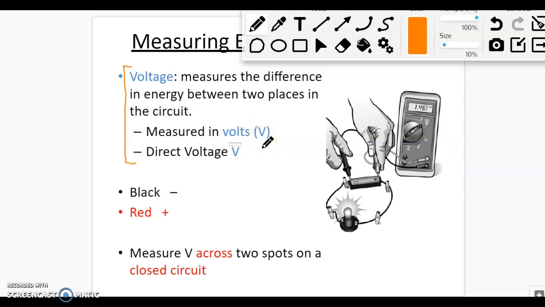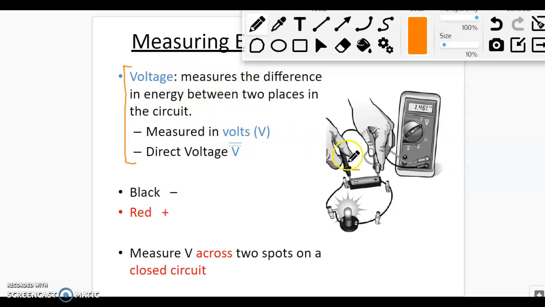And there are different types of voltage. One that you'll usually see on a multimeter looks like this. We will talk about what that curvy line is, and the difference between the straight line. For now though, voltage is a difference in energy.